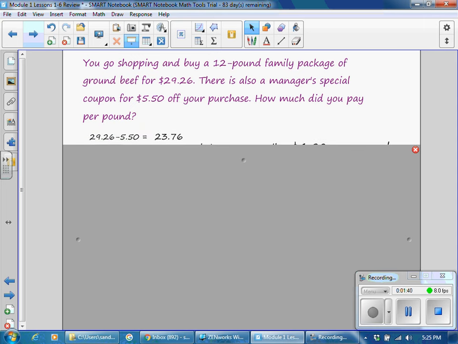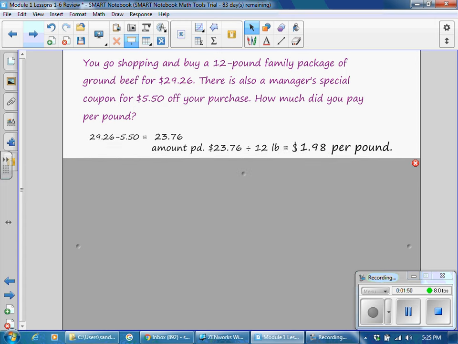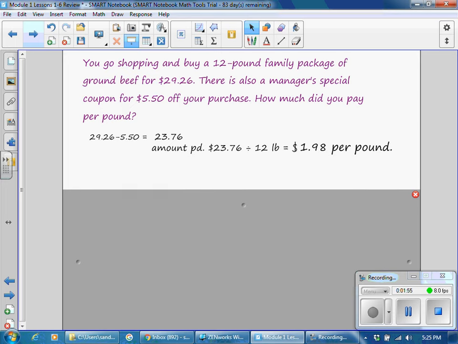So first you want to subtract the $5.50 to find out what you paid, and then you want the unit rate per pound, so you divide the money by how many pounds you purchased. So we have $23.76 divided by 12 pounds, giving you $1.98 per pound.